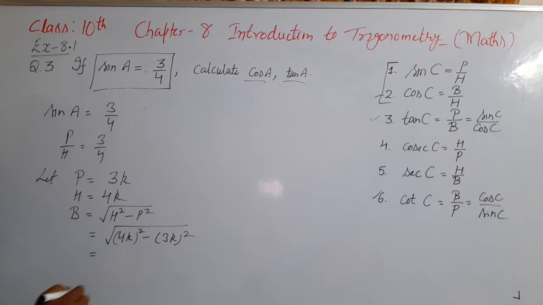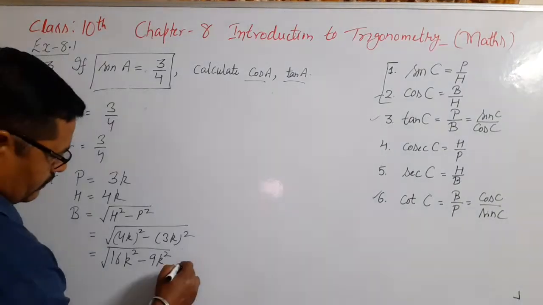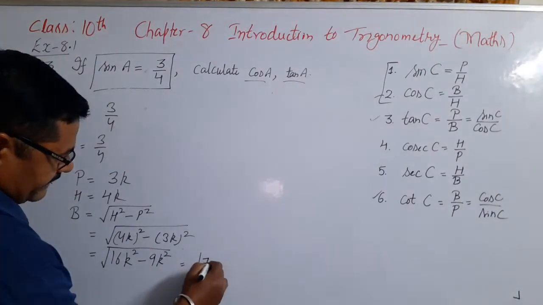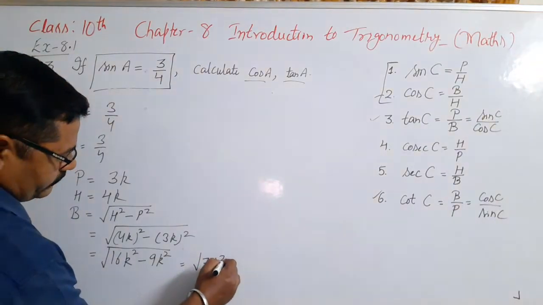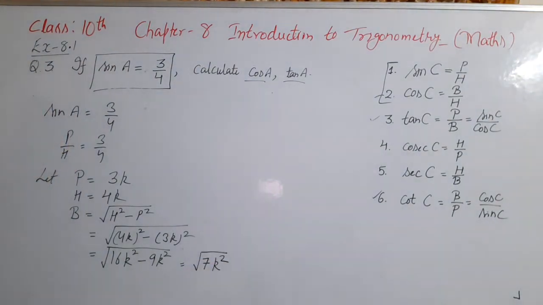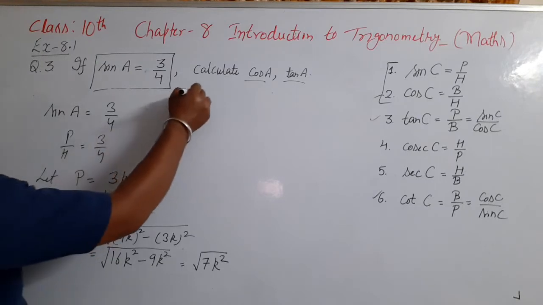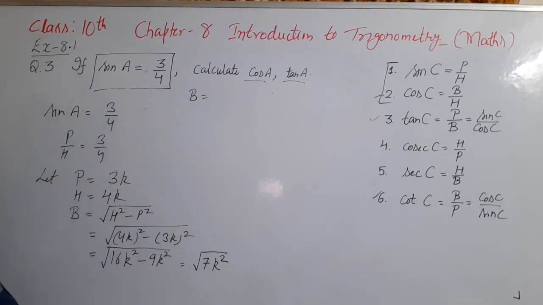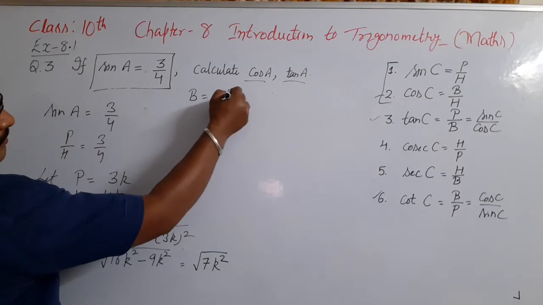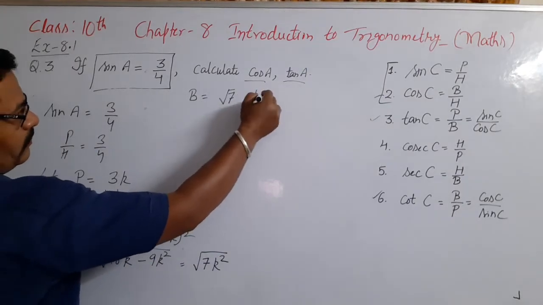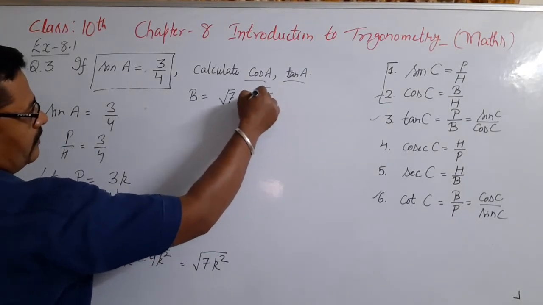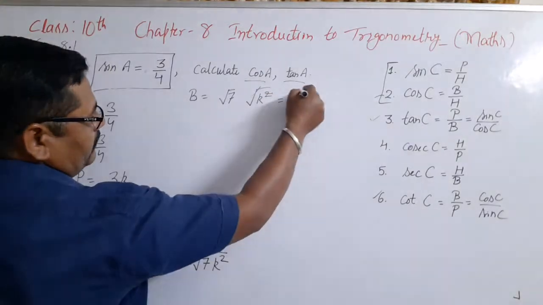is equal to 16k square minus 9k square. And 16 minus 9 is 7k square. So the value of base is equal to root 7 into root k square, is equal to root 7k.